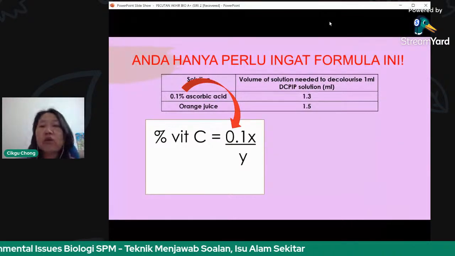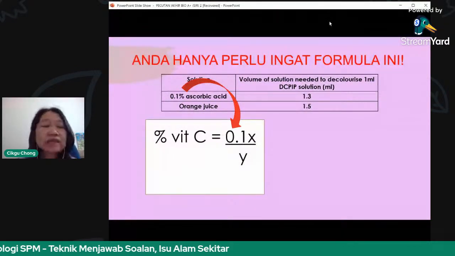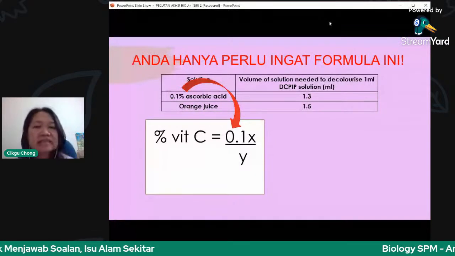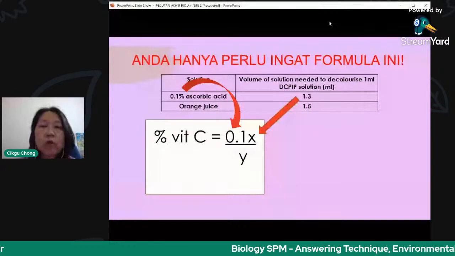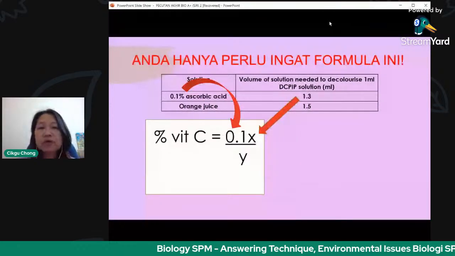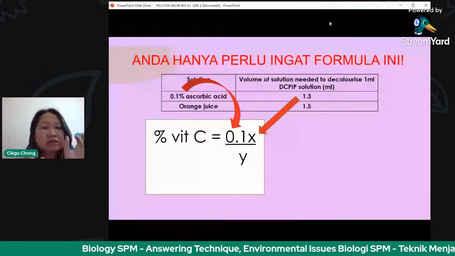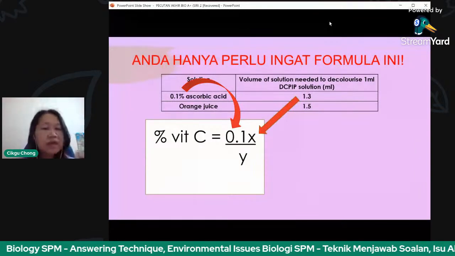Now then, what is X? Very simple. X always refers to the volume of the ascorbic acid. Because 0.1 times X means they go together: 0.1 is the concentration, and X is the volume of the same solution.